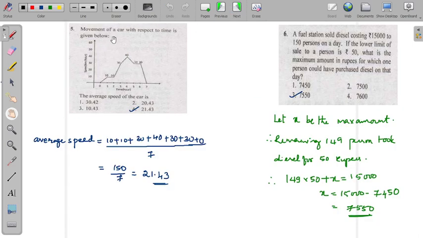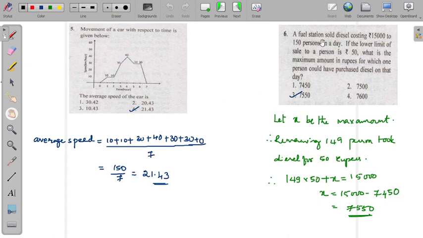Next question, movement of a car with respect to time is given below. This is the time and this is the speed. So it is 10 plus 10 plus 10 all together. Initial velocity is 0, speed is 10 plus 10 plus 30 plus 40 plus 30 plus 30, then again 0. So either you can count all this till 7, total number of observations 1, 2, 3, 4, 5, 6, 7, divided by 7, that gives you 21.43. Fourth option is the answer.